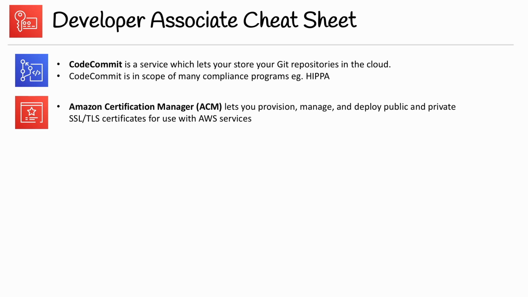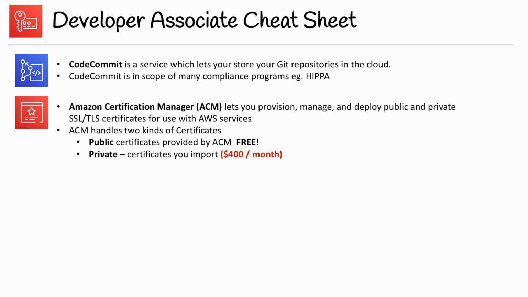The next one is AWS Certificate Manager, which lets you provision, manage, and deploy public and private SSL/TLS certificates for use with AWS services. ACM handles two kinds of certificates: public certificates provided by ACM, which are free, and private certificates you import, which are very darn expensive. ACM certificates can be attached to API Gateway, CloudFront, EB, or ELB.